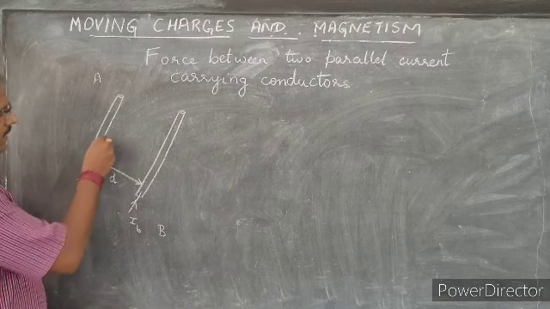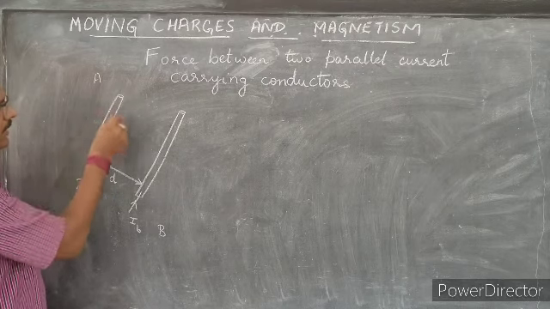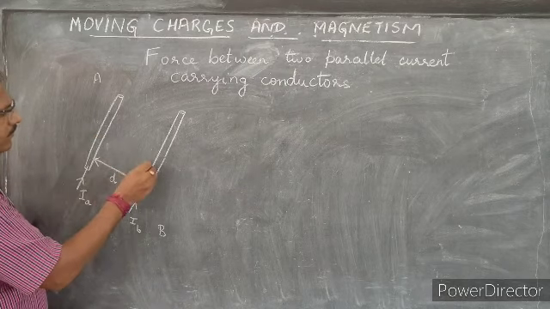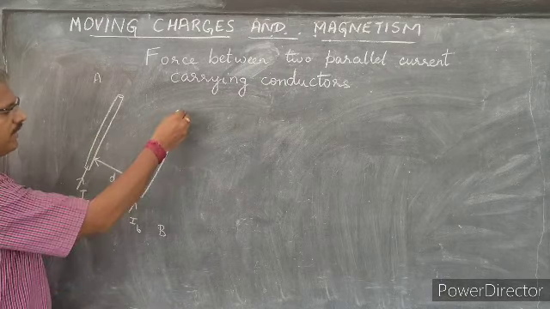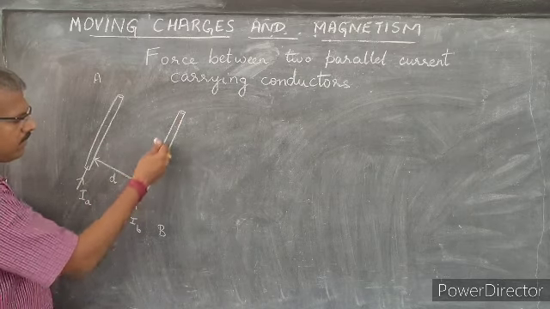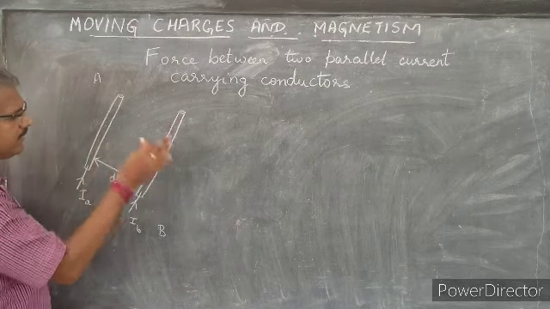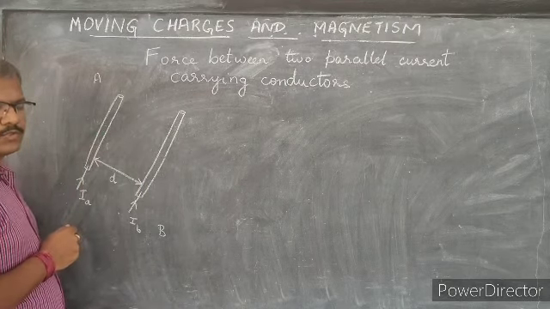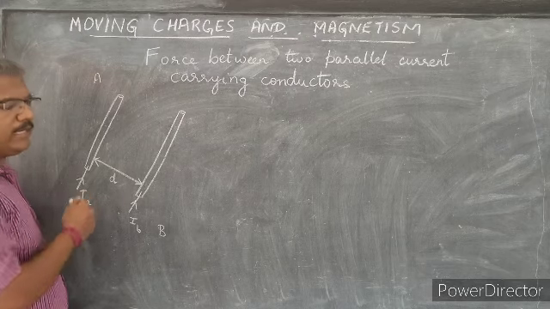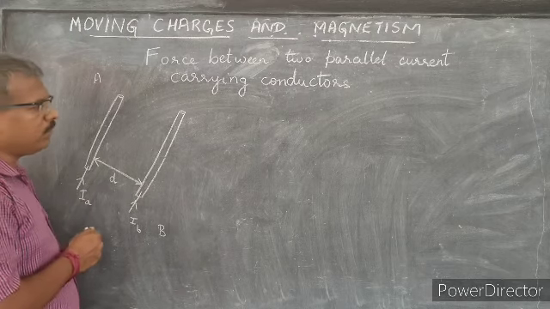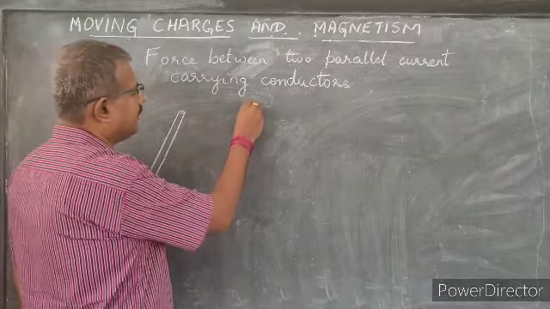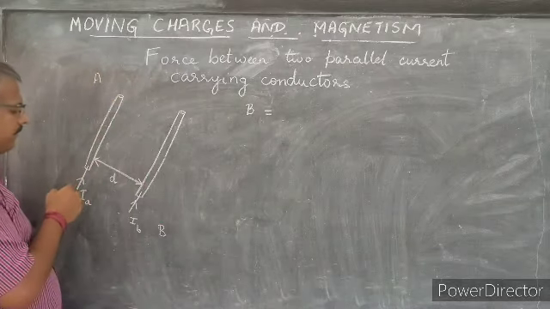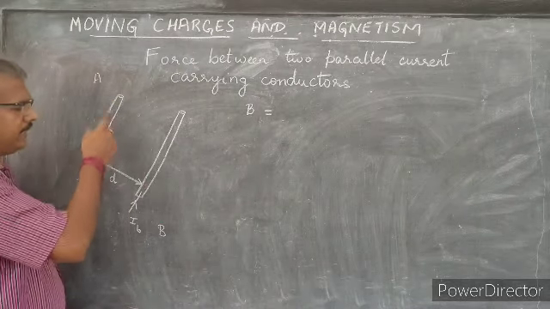Now, this current carrying conductor creates a magnetic field. Its influence will be felt by this conductor, and because this conductor is in the vicinity of the magnetic field of the other conductor, it experiences a certain force. So we'll try to find out what that force is. Before that, let's find out the strength of the magnetic field being generated by this current carrying conductor A.